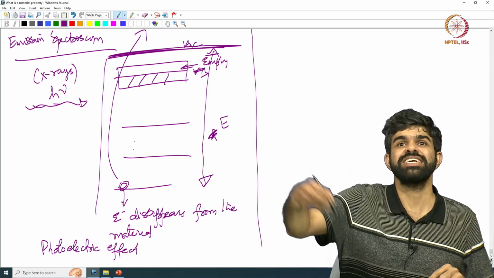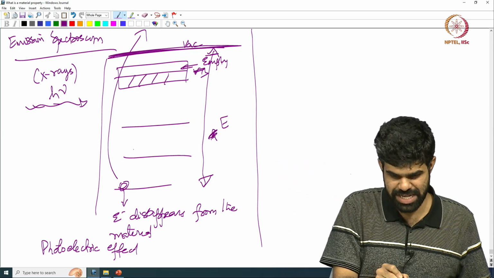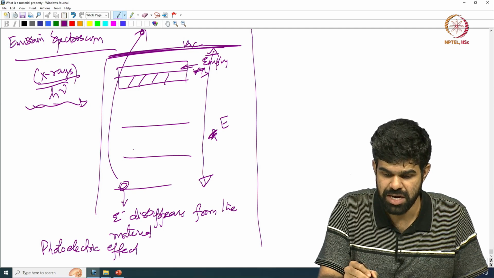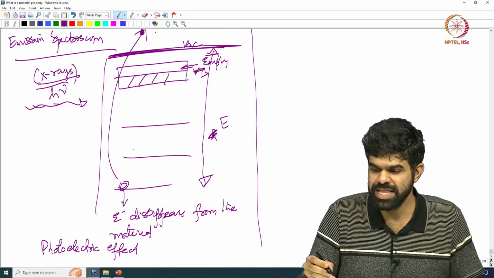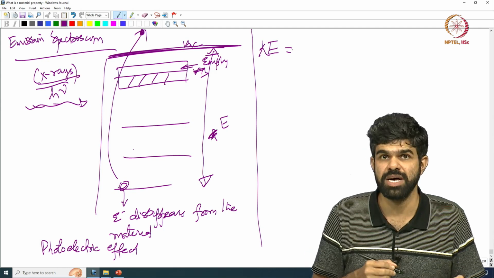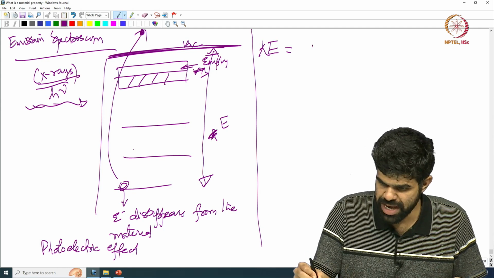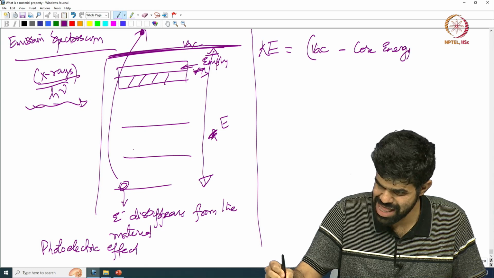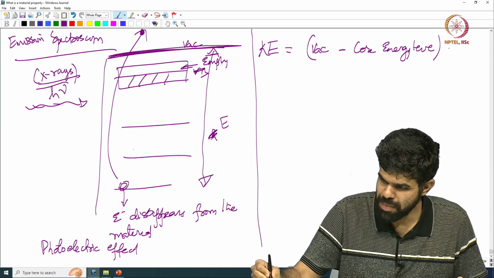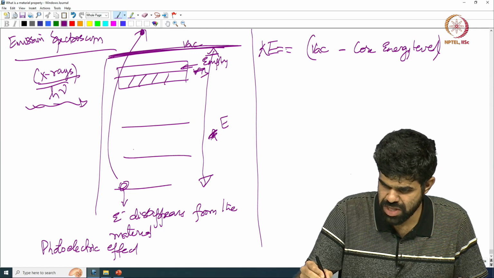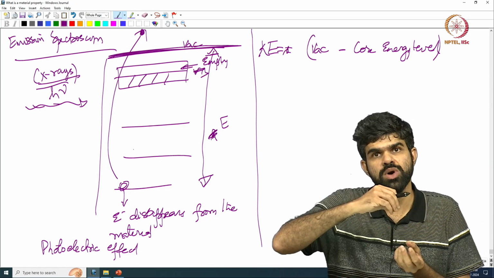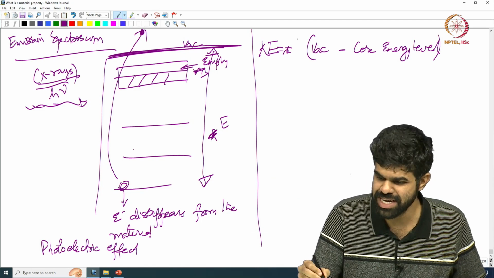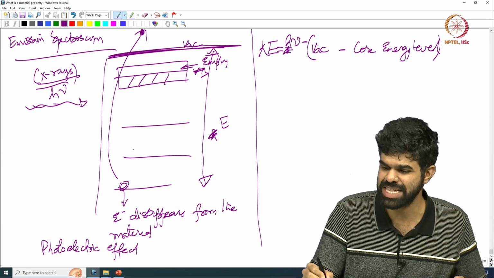So, I shine photons and I get electrons out, and in this case the photons are X-rays. Using this technique, I can actually measure the energy of the electron that comes out. The kinetic energy of the electron that comes out is going to be the vacuum level minus the core energy level, that is this E. This is the energy that the X-rays need to spend to knock off the electron, to create the photoelectron. Since the photoelectron has some more kinetic energy, that is h nu. So, all the energy is coming from the incident X-rays.